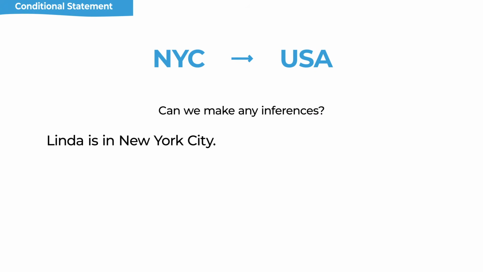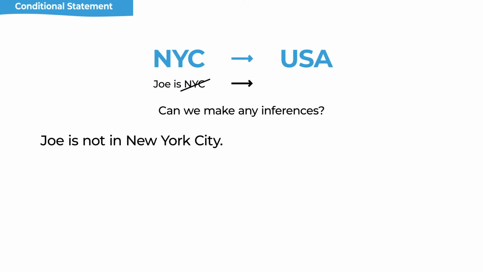If Linda's in New York City, can we make any inferences from this rule about whether or not she's in the USA? Sure. If she's in New York City, yes, she's definitely in the USA. If Joe isn't in New York City, does this rule allow us to make any inferences about whether or not he's in the USA? Of course not. He might be in the USA, he might not. Maybe he's in Paris, maybe he's in Miami.